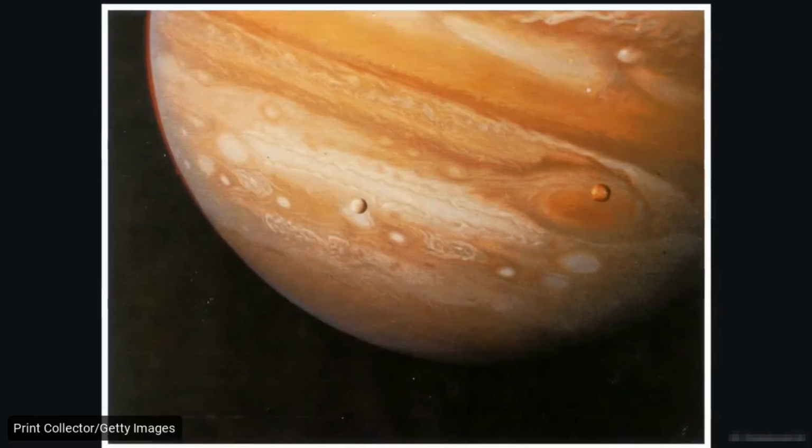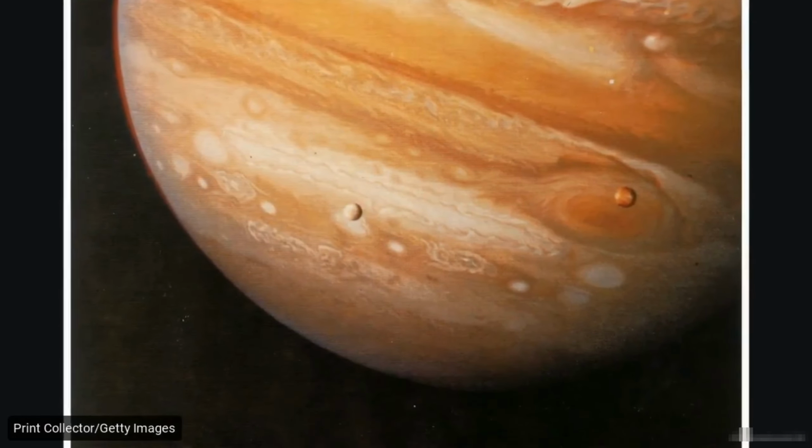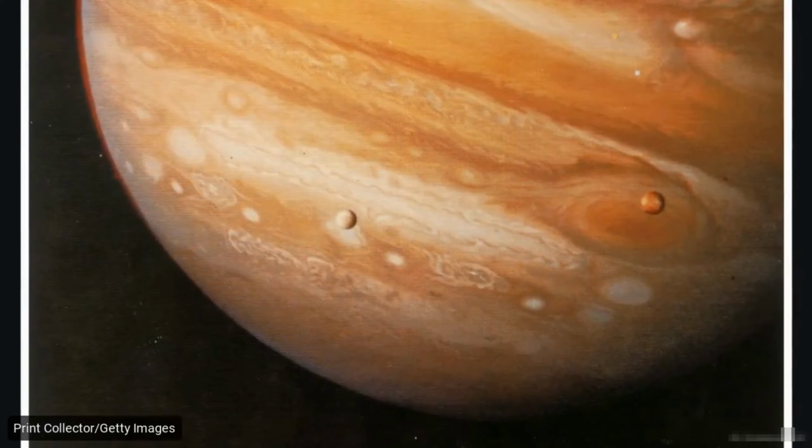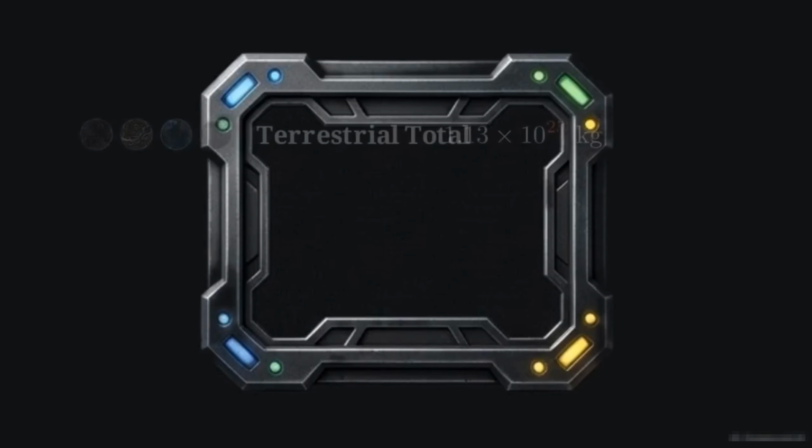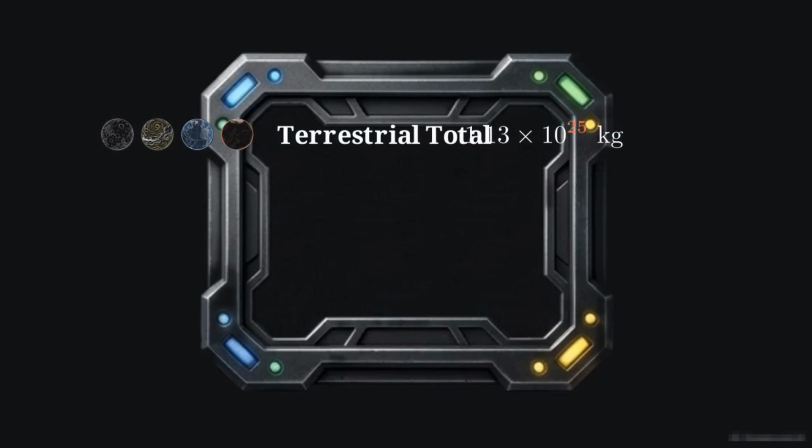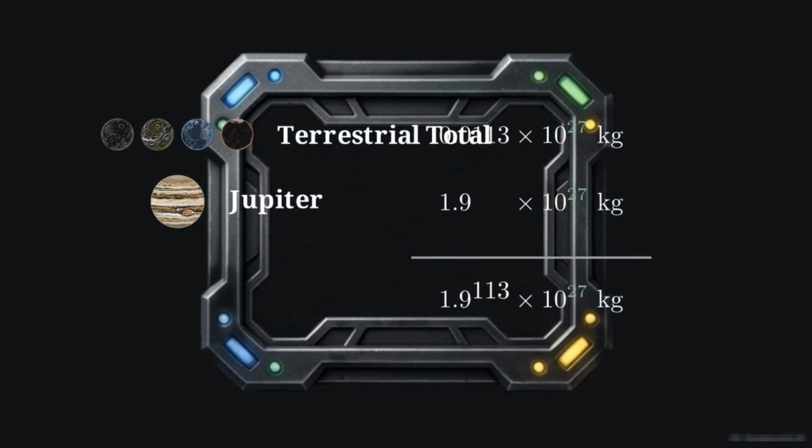We bring Jupiter into the equation. This represents a massive leap in scale compared to the inner rocky planets. Our terrestrial running total sits at 1.13 times 10 to the 25th. Jupiter's mass is 1.9 times 10 to the 27th. There is a 2-factor gap in their exponents. We adjust the smaller value. The terrestrial total's decimal shifts 2 places left to match Jupiter's exponent of 27. It becomes 0.0113. We add the front digits. The exact sum is 1.9113 times 10 to the 27th.